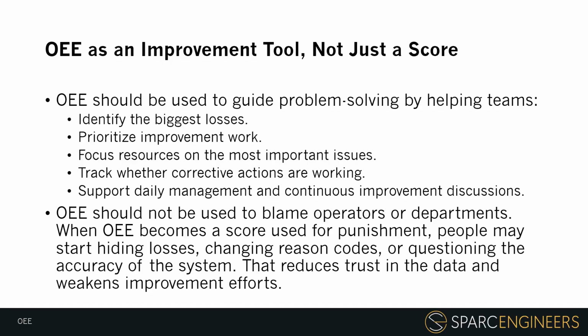Finally, OEE supports daily management and continuous improvement discussions. It gives teams a common fact base for reviewing performance, identifying recurring losses, assigning actions, and following up. However, there is an important warning here. OEE should not be used to blame operators or departments. When OEE becomes a score used for punishment, people may begin hiding losses, changing reason codes, delaying reporting, or questioning the accuracy of the system. Once that happens, trust in the data goes down, and the improvement process becomes weaker.